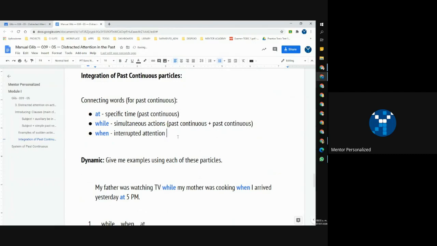And interrupted action, the last one. Can you give me an example with when? It is past continuous plus simple past. How do you say, me estaba bañando cuando tú llegaste? I was taking a shower when you arrived. Arrive, with D at the end, arrived. Correct. Excellent. Thank you very much.